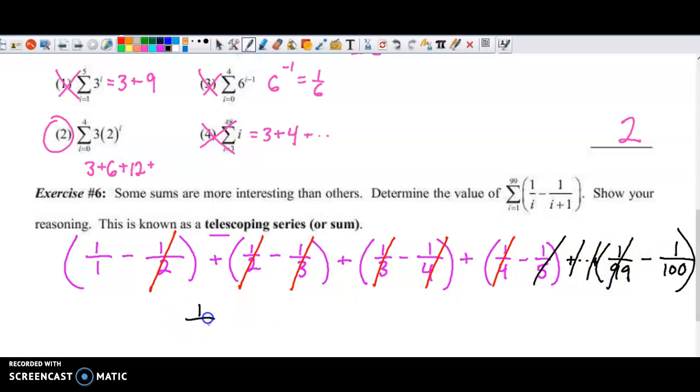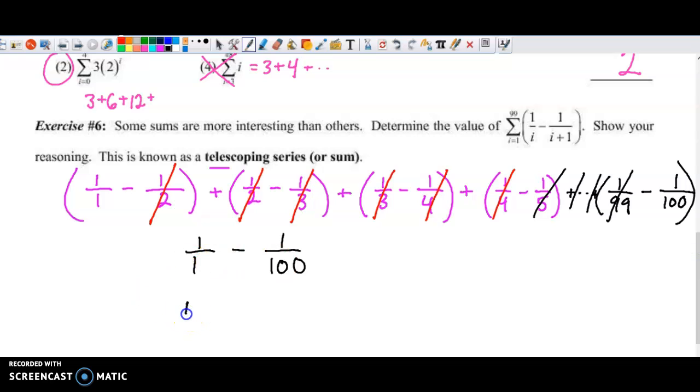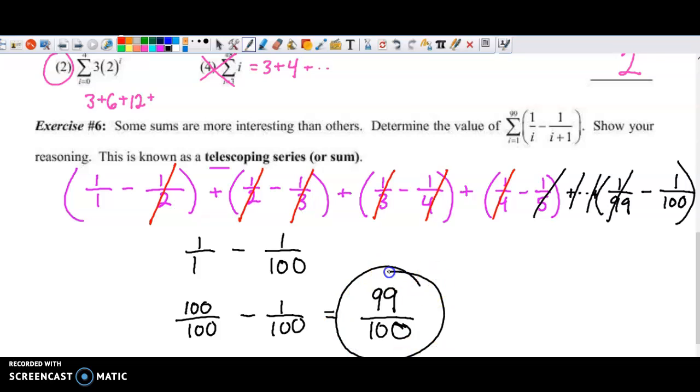So we're left with 1 over 1 minus 1 over 100, which is pretty interesting because you could then get the same denominators, 100 over 100 minus 1 over 100, which would give me an answer of 99 over 100. And that's what they mean by some interesting things, is because you don't have to do all 99 numbers and still get the answer. If you wanted to change it to a decimal, it would be 99 hundredths as well. But you should be ready for the homework now.